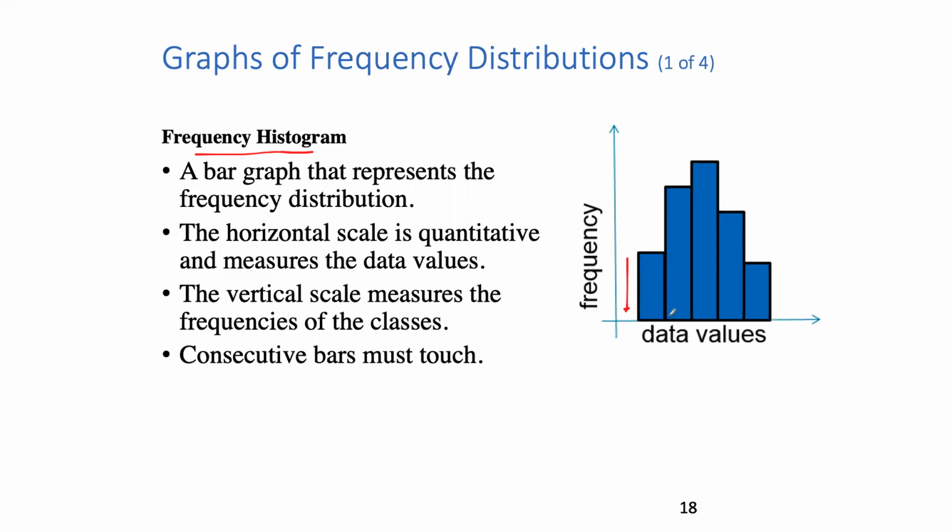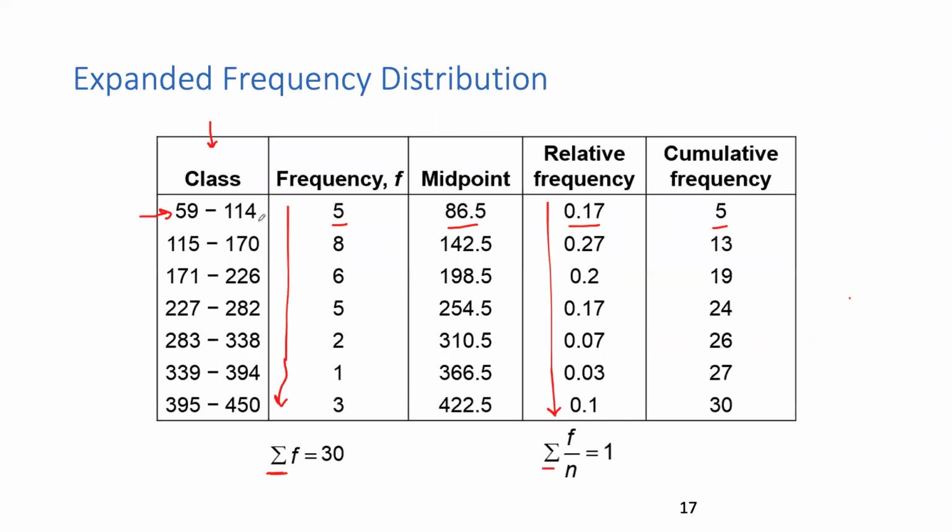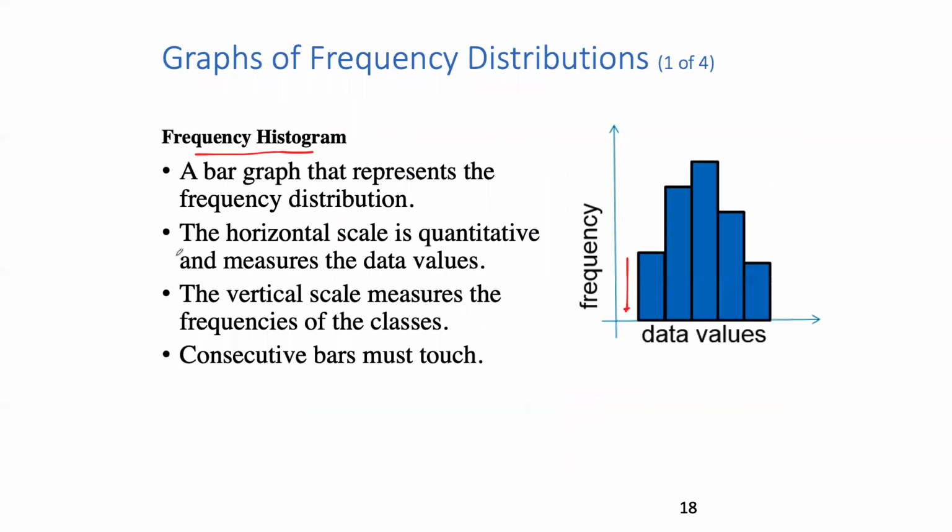Now, if I look at how I've constructed this class, there is a gap here. This is 59 to 114, and the next class starts at 115, which means that between the upper limit of one class and the lower limit of the subsequent class, there is a gap emerging. And in a frequency histogram, I can't have these gaps, because consecutive bars must touch.